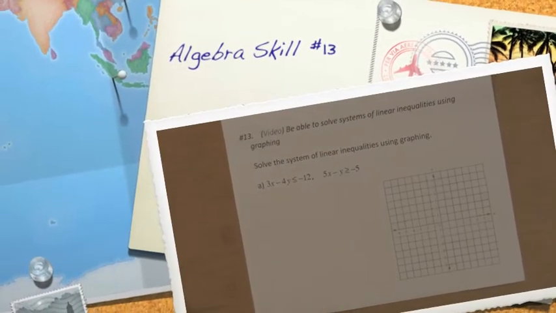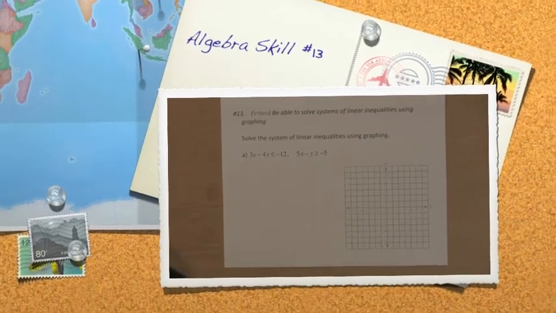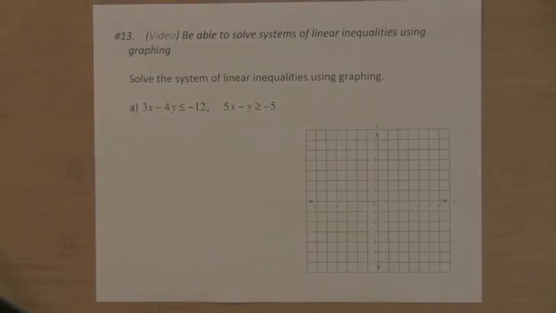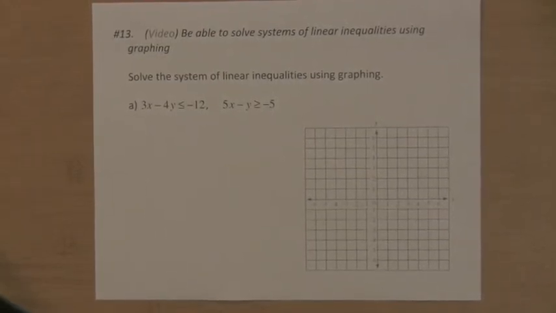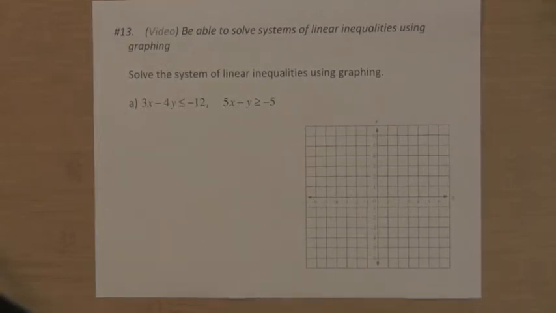All right, skill 13, solving a system of linear inequalities by graphing. The issue here is that you have two inequalities. Both of them have points that are solutions. You want to figure out where the points are that are solutions for both inequalities, and a nice way to do that is by graphing, because there are many solutions that work for both inequalities and a graph shows them easily.